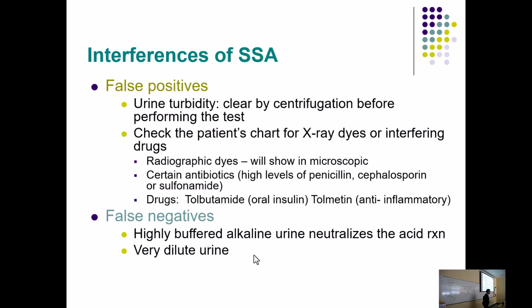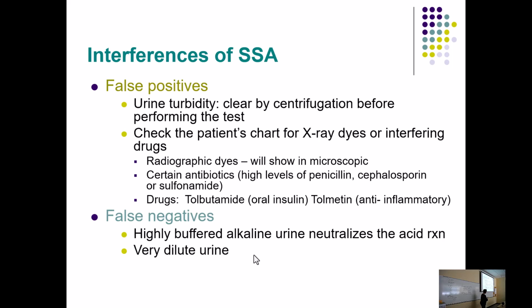So interferences, false positives. If it's turbid by any other means, you need to centrifuge it first. You want to check the patient's chart for X-ray dyes. X-ray dyes will create false positives of the SSA. It's not going to affect the protein pad on the dipstick, but it will cause a false positive on an SSA. However, if you have a negative on a dipstick, you're not going to be doing the SSA. So it shouldn't be a problem.